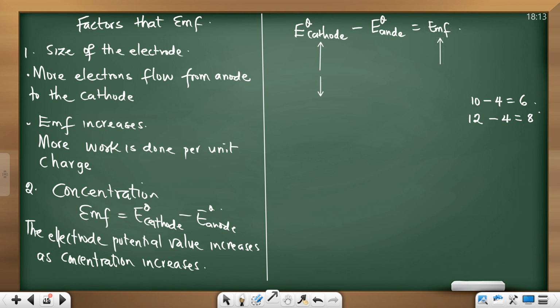If this one decreases, what happens to this guy? If this one increases, let's do a bit of maths. 12 minus 4 is 8. What if I increase the 4 to 6? What happens to my answer? Decreases. And if this one decreases, what happens to the EMF value? I don't know if it makes sense. Just use your numbers.